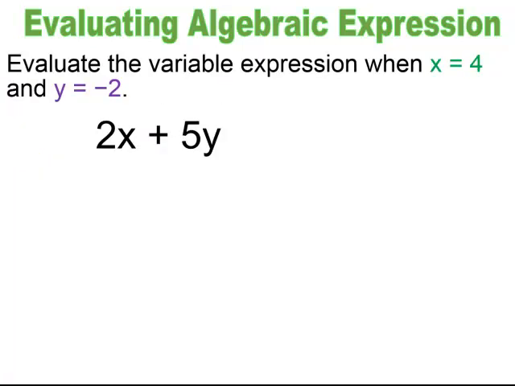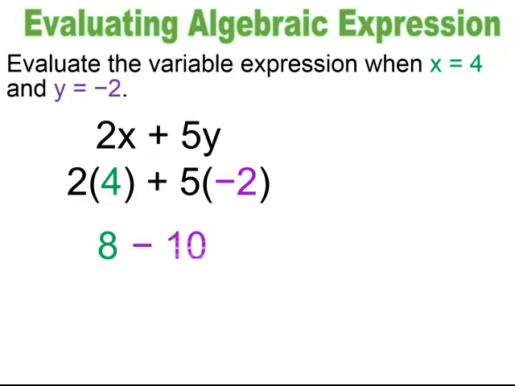Pause and try. So again, I substitute the numbers in. I'm using parentheses here. I do the multiplication. It's 8 minus 10. 5 times a negative 2 is a negative 10. And then I do the arithmetic, or the subtraction. 8 minus 10 is a negative 2.